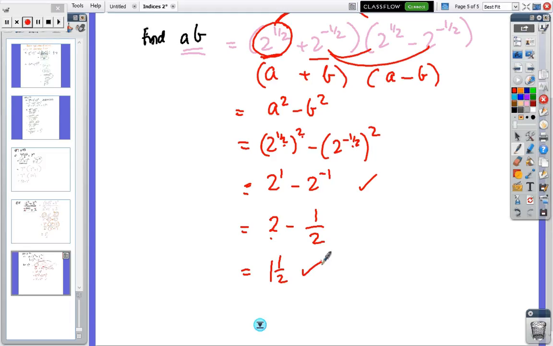Okay, so that's the end of indices number 2. Next one we'll do indices number 3. We'll be looking at index equations that are a little bit trickier. So stay tuned. This exercise here is just straight out of the Cambridge book, which is on your Moodle page, and you've also got a hard copy.